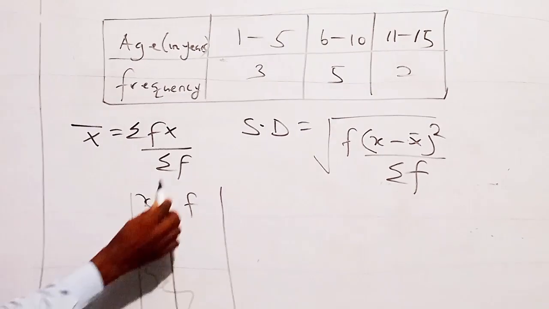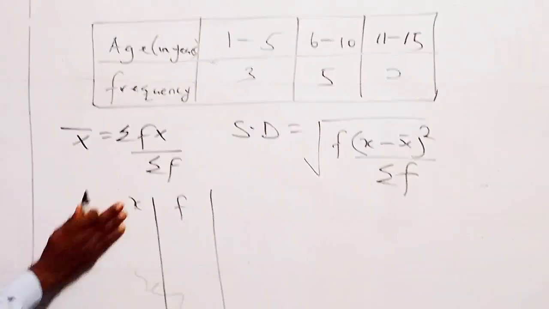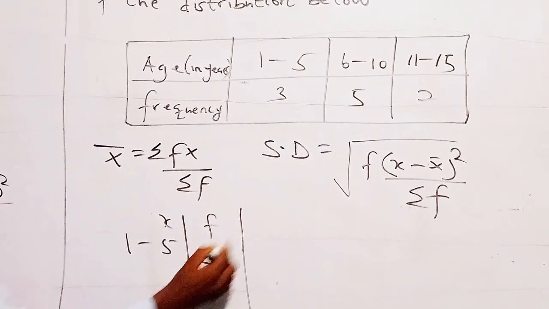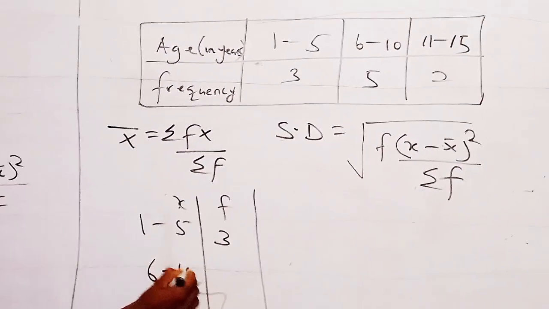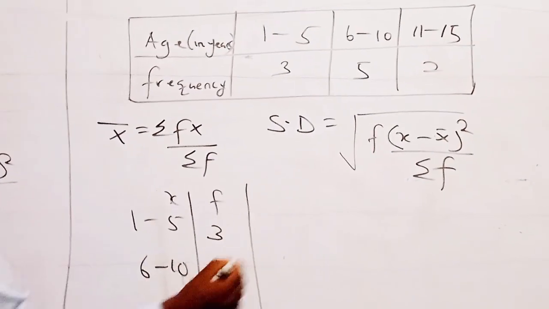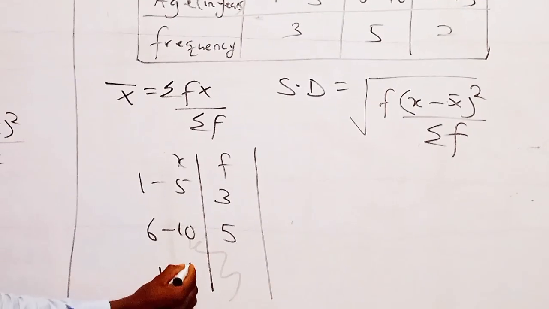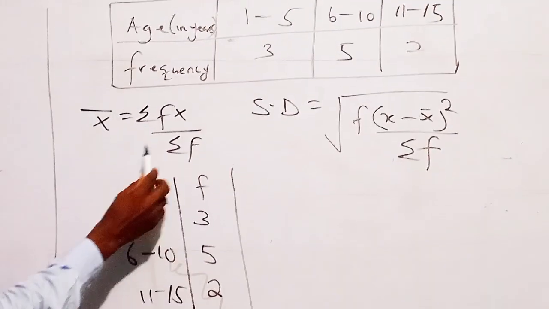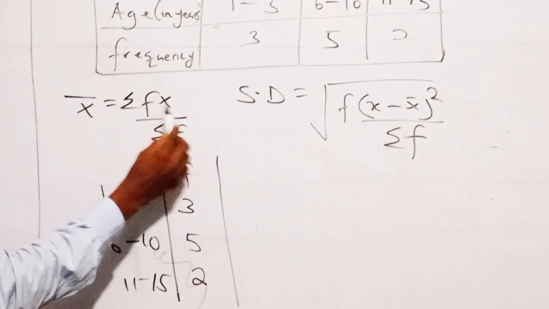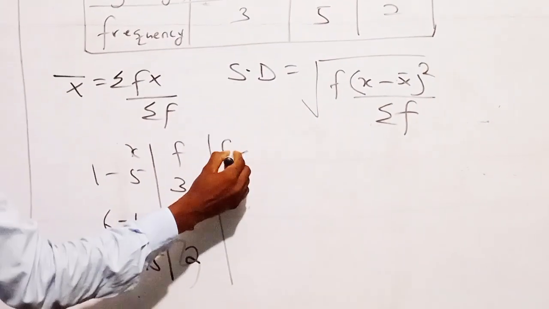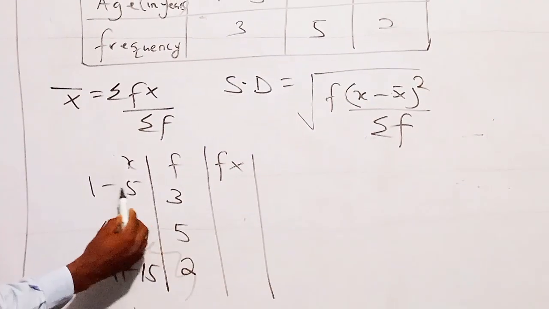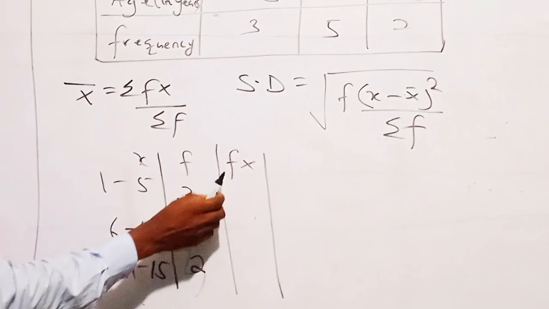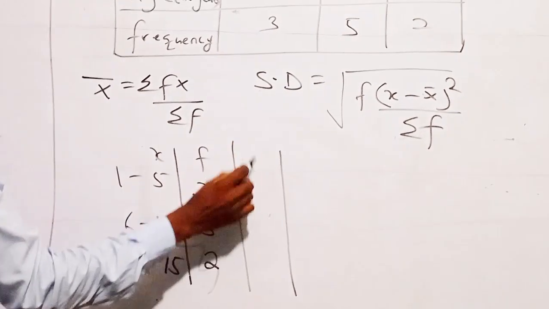So I have the age ranges 1 to 5, with a frequency of 3; 6 to 10, with a frequency of 5; and the last one, 11 to 15, with a frequency of 2. The other thing I need to figure out is fx, which means I multiply these together. That is my third column. But before I can figure out fx, I have to figure out what x stands for.